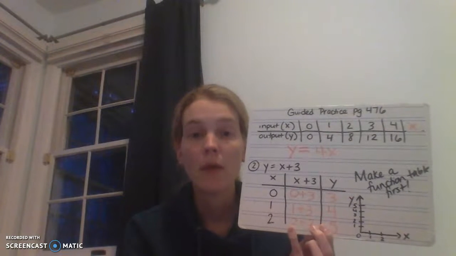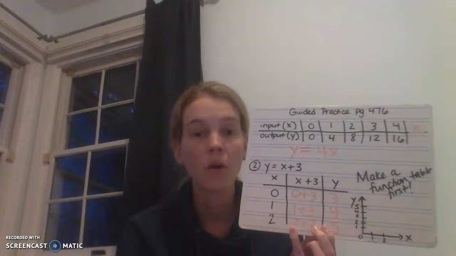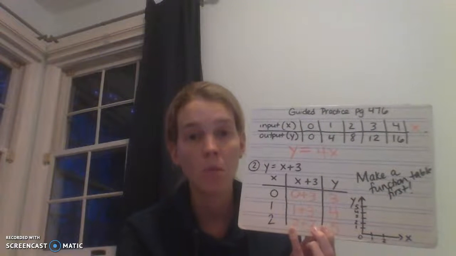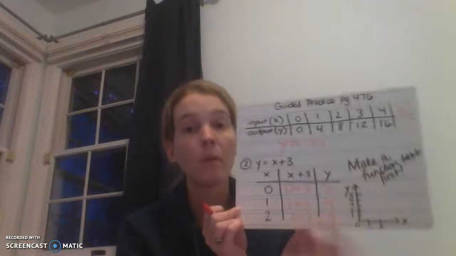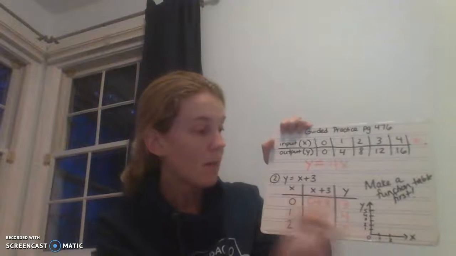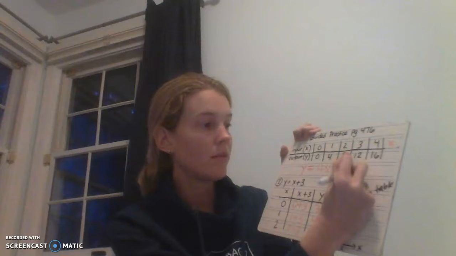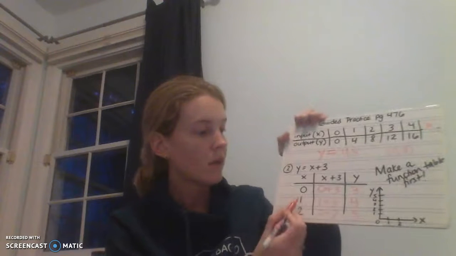Now I need to make my ordered pairs. Ordered pairs are always going to be in the order x, comma, y. Those are our numbers, our plotting points that we're going to be graphing. X, comma, y for this one would be 0, comma, 3. So one ordered pair is going to be 0, comma, 3. Our second one is going to be 1, comma, 4. And our third one is going to be 2, comma, 5.